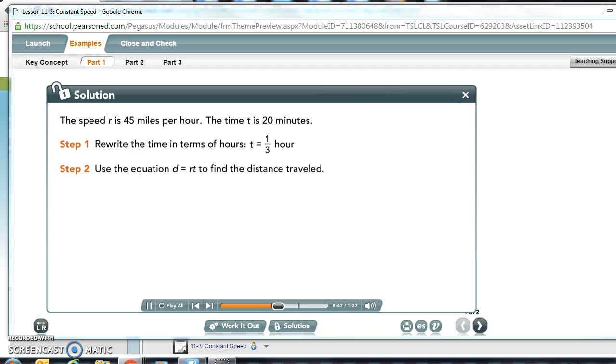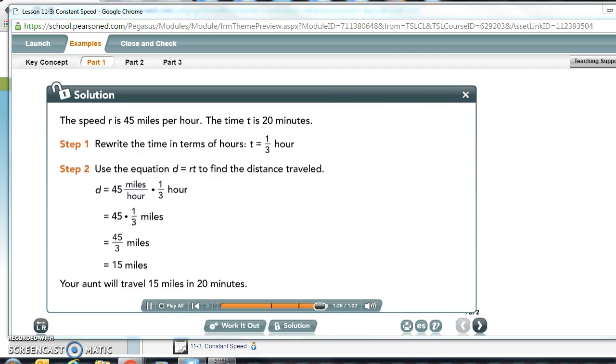Step 2. Use the equation d = r times t to find the distance traveled. Substitute 45 miles per hour for r. Substitute 1/3 hour for t. Divide the common unit, hour. Then multiply. Now simplify. 45 divided by 3 is 15. So your aunt will travel 15 miles in 20 minutes.